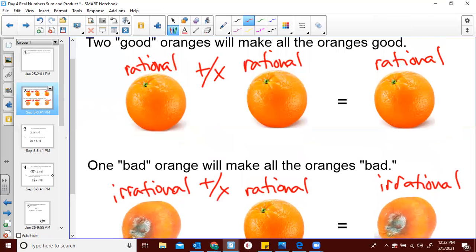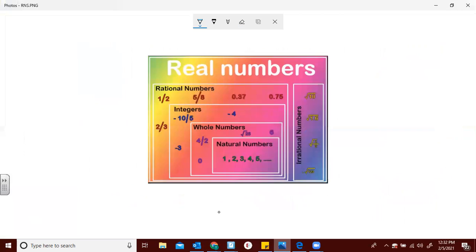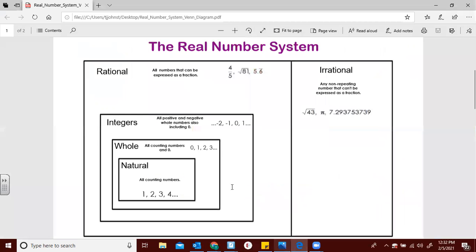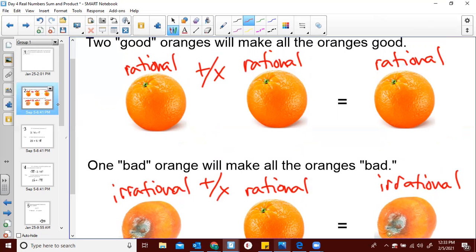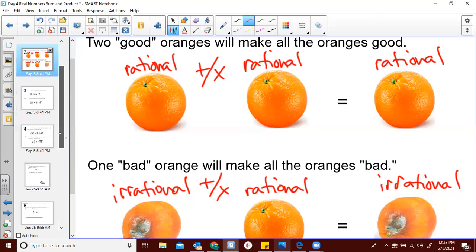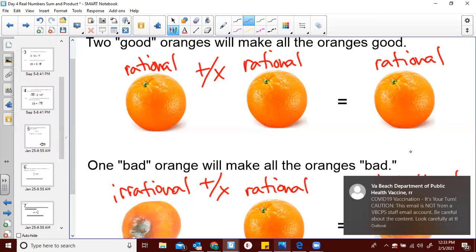All right, so I'm going to go through a couple of these. It would be super helpful for you if you either had this diagram out that I put in your Schoology accounts, or this one's even better, and it gives you examples: rational numbers, remember, natural, whole, integers. All of these four are rational numbers. Over here by ourselves are irrational. So if you have any questions on what a rational or irrational number is, I suggest you watch the previous video.